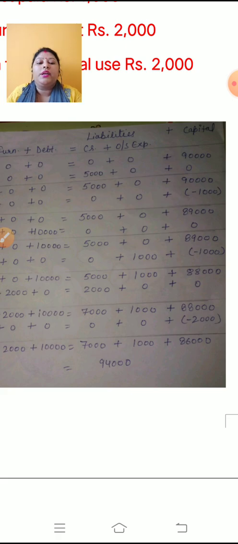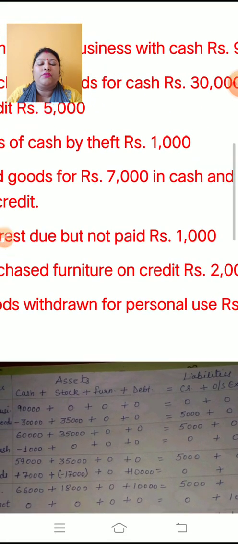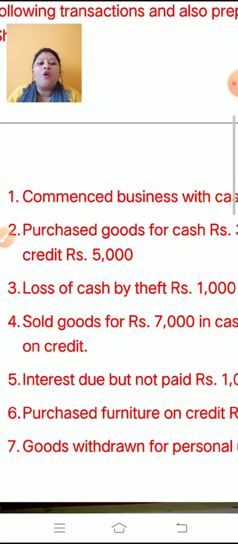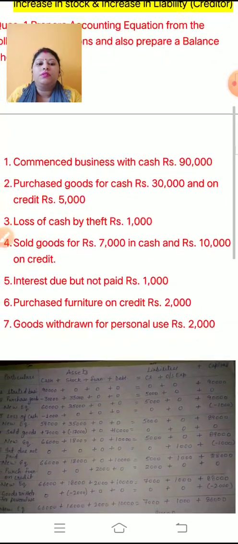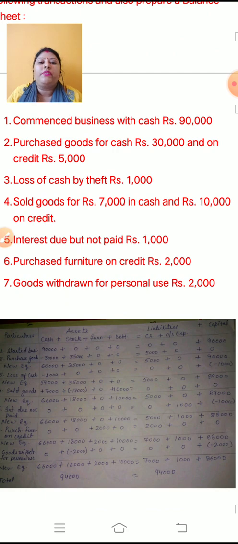In the question, first of all you have to see how many columns you have to prepare. See, this is the question. The first is commence business with cash. So here the columns are cash and capital. These two columns you have to prepare. Next is purchase goods for cash. Goods means stock. So the stock column you have to make.